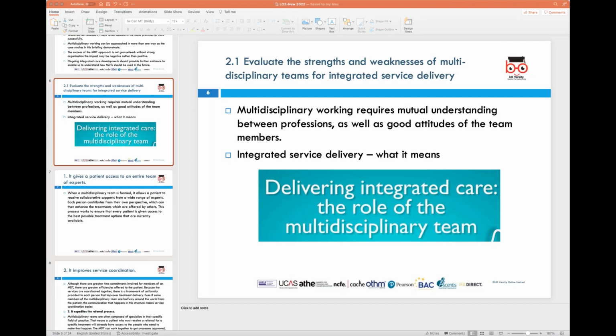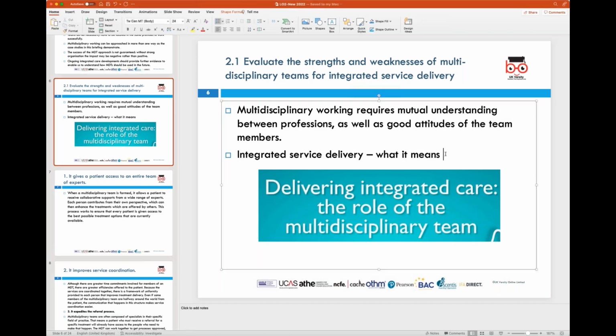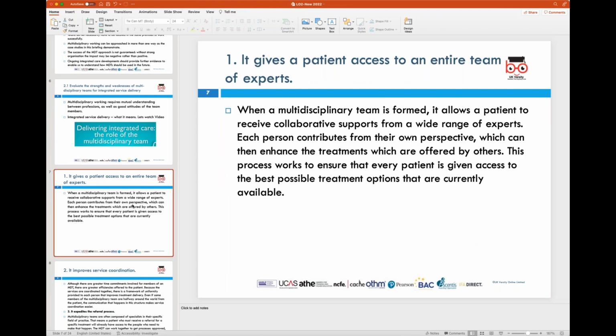And I think the first assessment criteria that we're going to be looking at, which discusses this, is going to be focused on understanding the strengths and weaknesses of MDTs and what is their role essentially in the delivery of integrated care. So the role of MDTs is what is being highlighted in this video, and what I'm going to do is essentially now discuss what are the strengths and weaknesses, so advantages and disadvantages of MDTs, which are important in the delivery of integrated care.